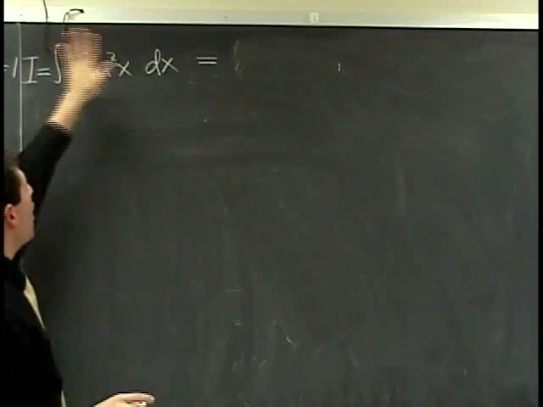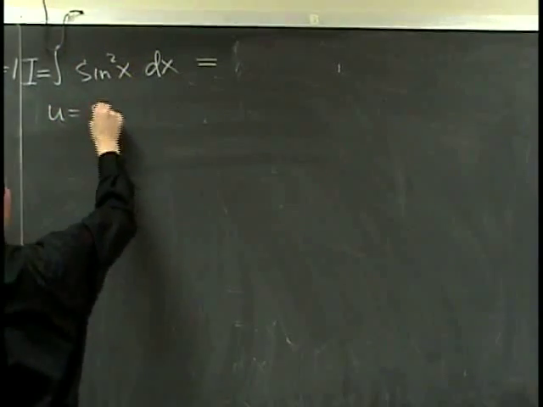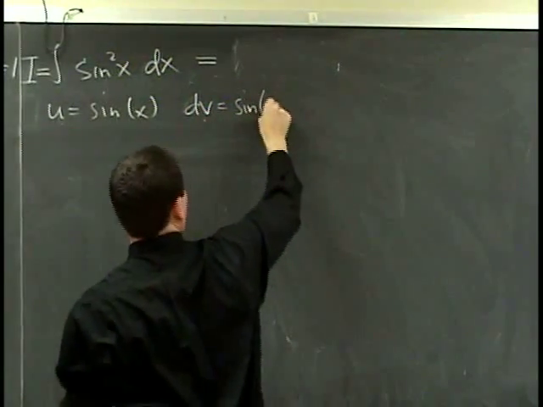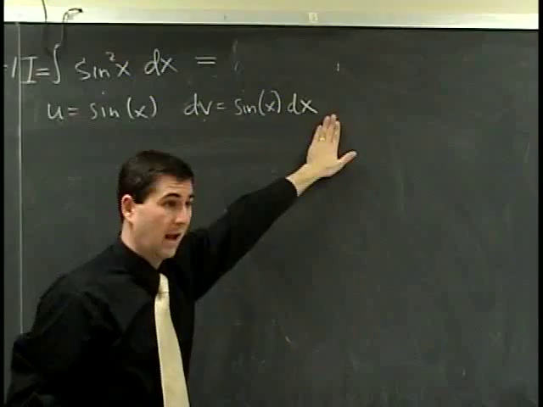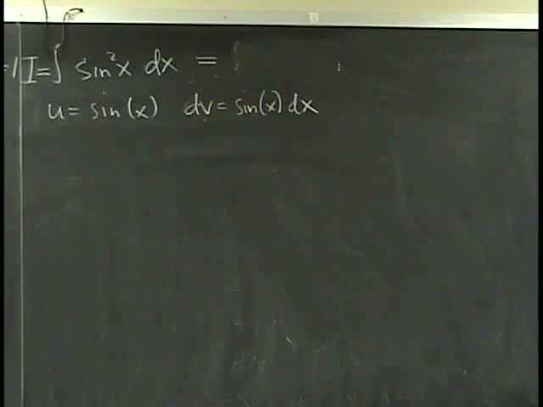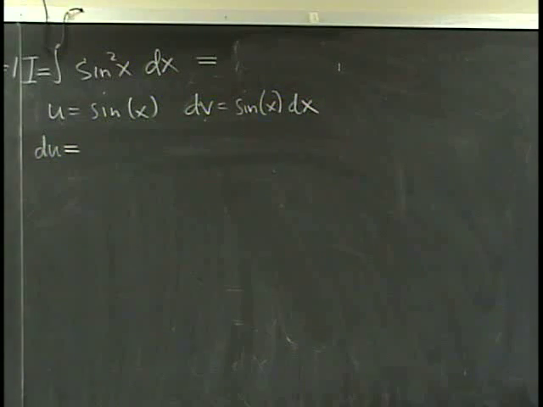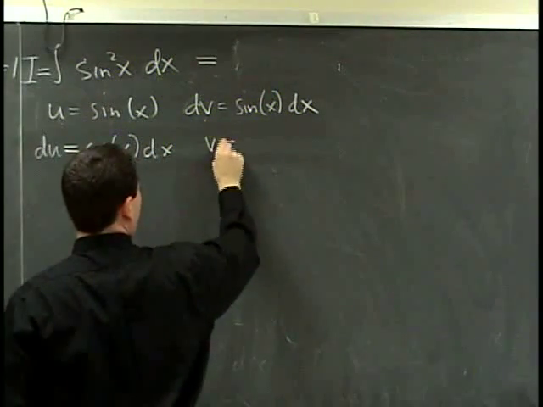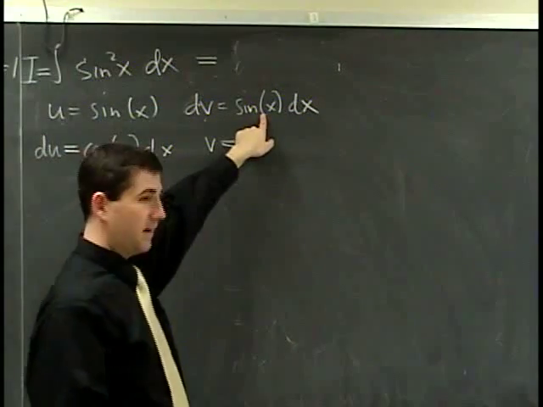Instead of making u all of sine squared, what if we just made it one of the sines, and then threw the other sine of x into the dv? So this really is, u dv is sine squared dx. So du is cosine x dx. And what about v? We're going to use negative cosine. That's right, the antiderivative of sine of x is negative cosine.